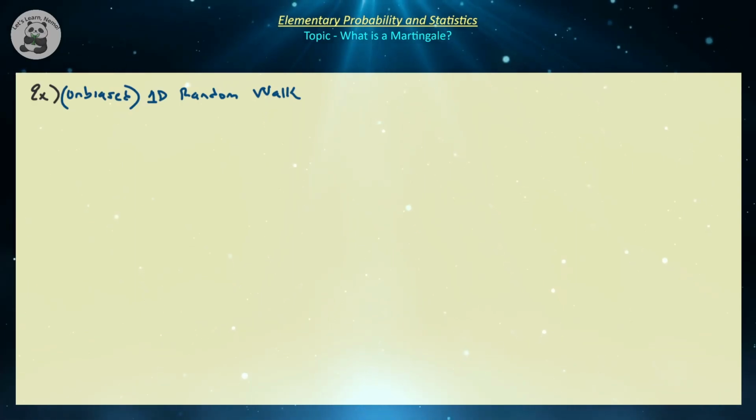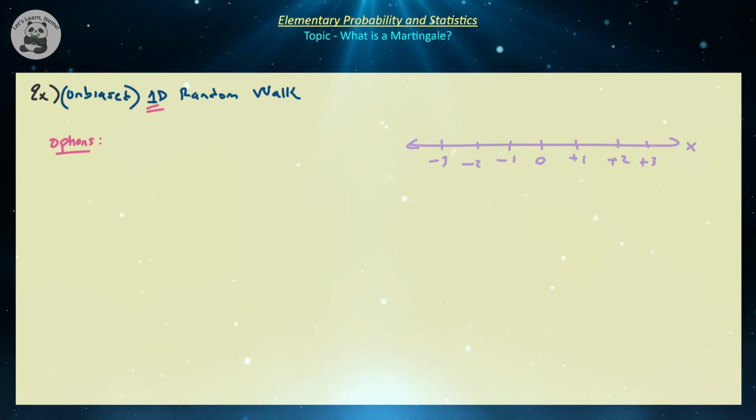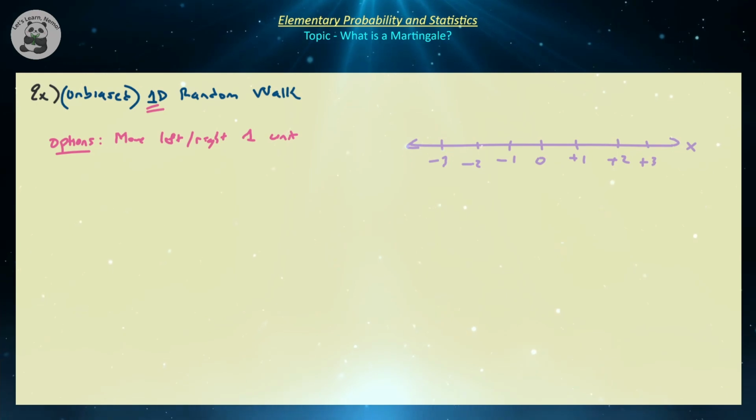A very important and also basic example of a martingale is an unbiased one-dimensional random walk. So what exactly is a random walk? So you have a couple options here, and keep in mind we're going to be working in one dimension. So you can think about moving on the real axis. And let's assume that we start at 0. We can have +1, +2, +3, -1, -2, and -3. So you only have 2 options on each move. Either you move to the left or you move to the right 1 unit, with the initial condition that you start off at 0.